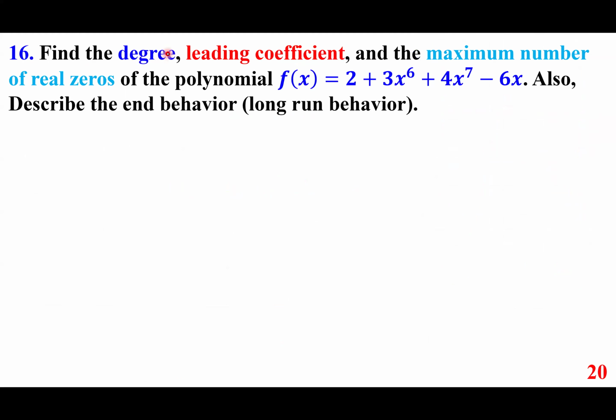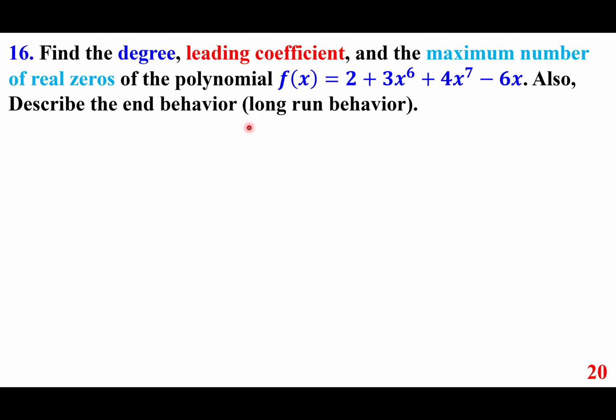Find the degree, leading coefficient, and the maximum number of real zeros of the polynomial f of x equals 2 plus 3x to the power of 6 plus 4x to the power of 7 minus 6x. Also describe the end behavior or long run behavior.